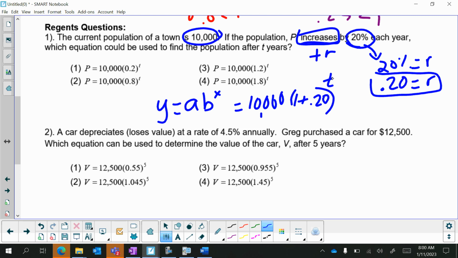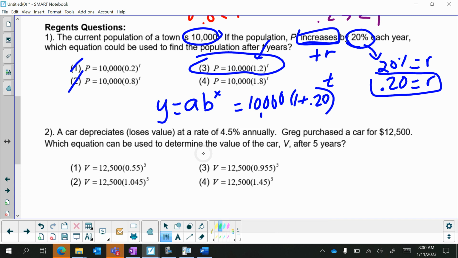All right. So I'm hoping that you're looking at choice 3, because the growth factor is 1.2. And I'm hoping you immediately would have eliminated choice 1 and 2, because those have bases that indicate decay, because 0.2 is less than 1 and 0.8 is less than 1. So 1.2 means growth and 1.8 means growth. So you just need to know that if you add 1 plus the rate, it's going to be 1 plus 0.2, and that's why it was 1.2. All right. Let's look at number 2.